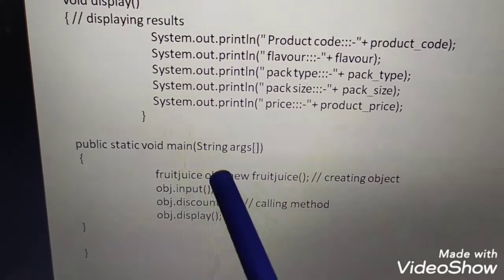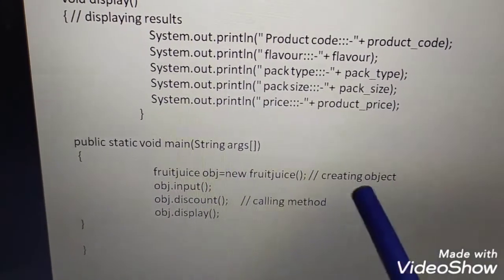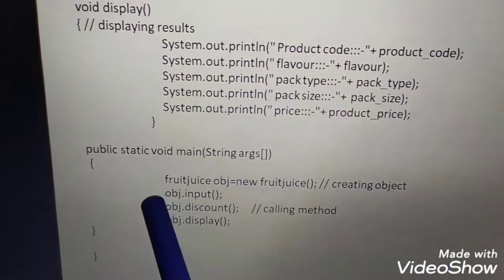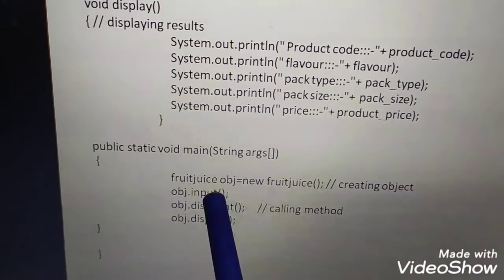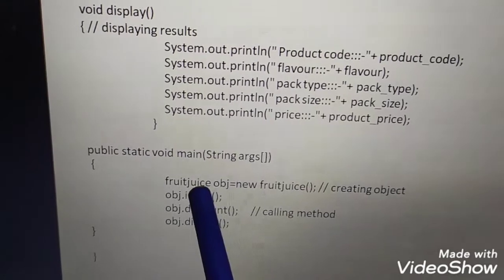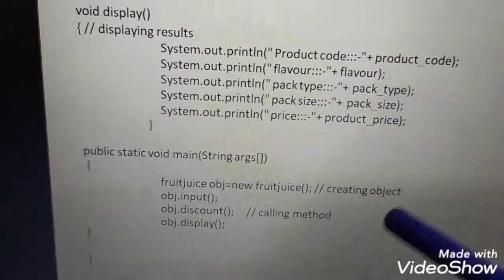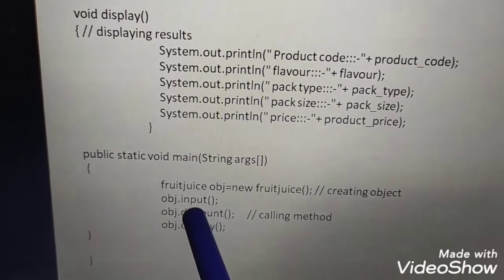Now class name, object name, new class name. So here by this line we are creating an object. And with the help of the object we are invoking the method obj.input. So from here the control goes to the input method. There it will take the input data. Then the control comes here again.